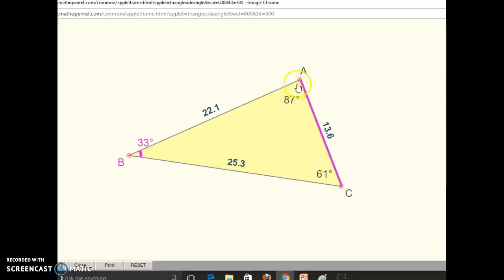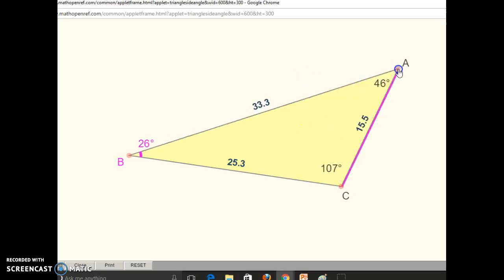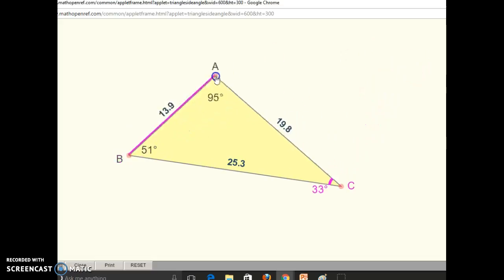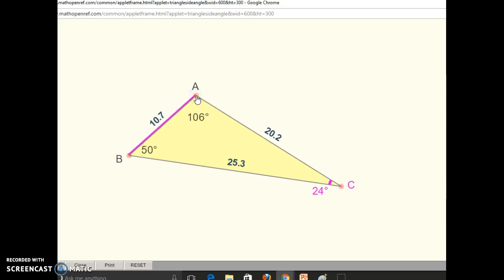As you can see in this interactive tool, the longest side is always opposite to the largest angle, regardless of the type of the triangle. So in this case, for example, the largest angle is C. So the longest side opposite from C is side AB, and that's the longest length. If we modify the triangle, with now the largest angle being angle A, we can see that the longest side is BC with 25.3 units.